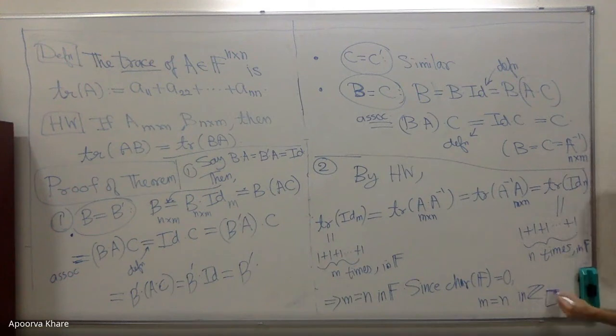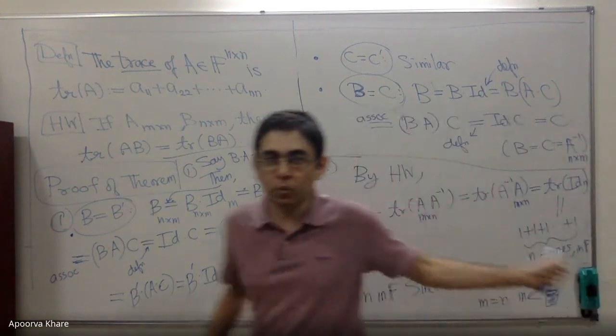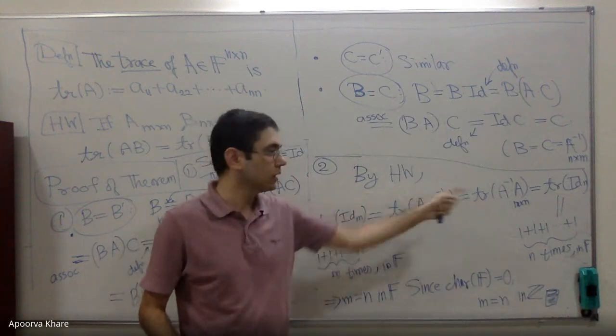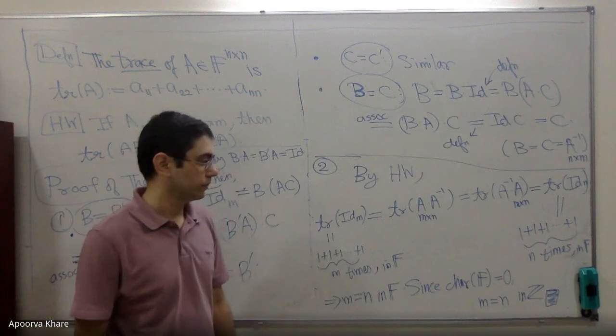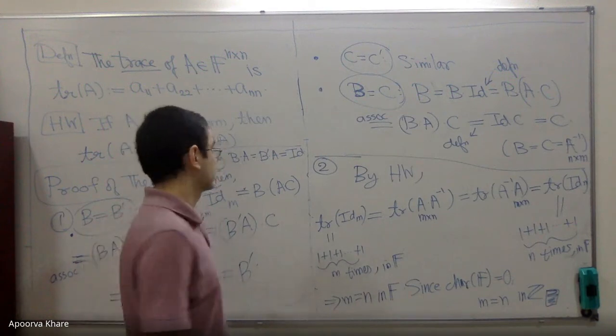And that's what we wanted to prove. That means these actual sizes are equal to each other. The number of ones is the size of this matrix, right? Those sizes are equal to one another, and that's what we wanted to prove in the theorem. Okay, so great. So that's the theorem.